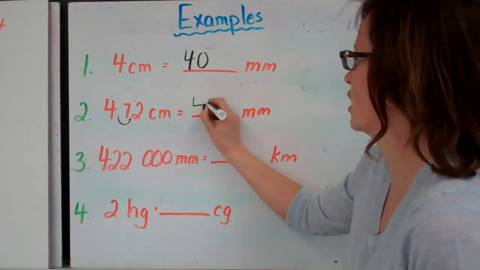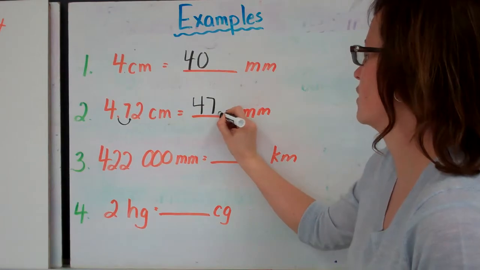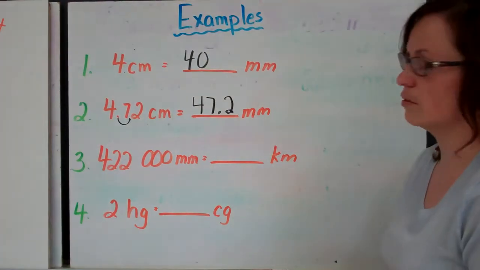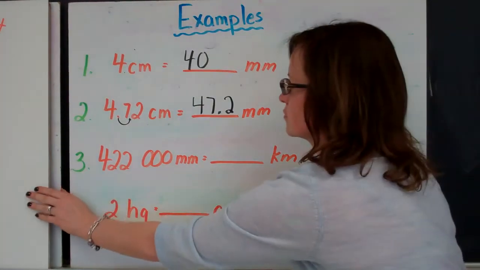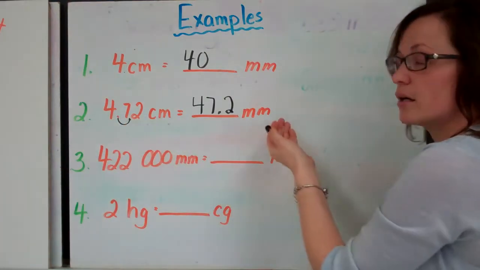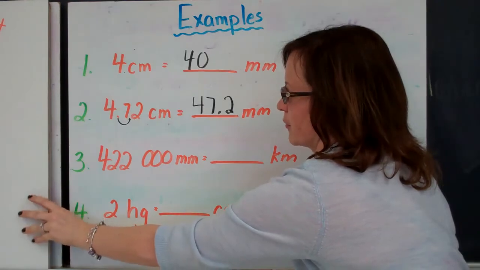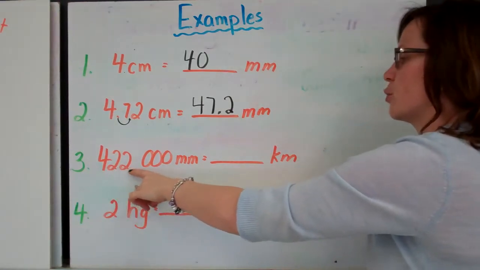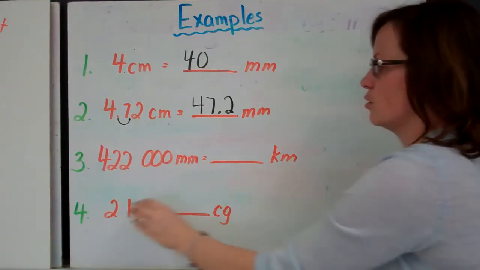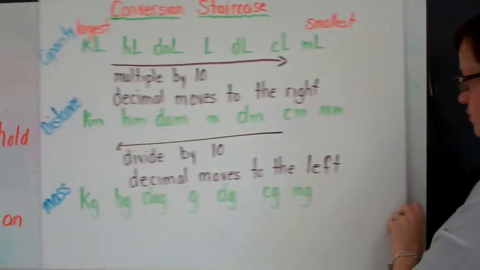So my conversion, 47.2 millimeters. And my number is getting bigger, but my unit of measure is getting smaller. So the next is 422,000 millimeters to kilometers.